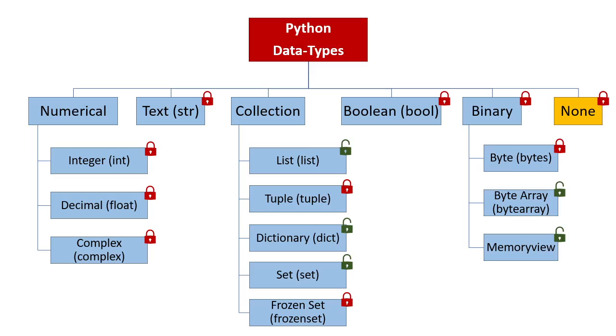So if we go back to our data type chart, in our video today we have discussed numerical data types, and under numerical we discussed integer, decimal, complex. We also discussed Boolean. We also discussed text or string data type. And then under collections, we discussed lists, tuple, dictionaries, and sets. Then we also briefly discussed the special data type None, which is also often used in Python programming.